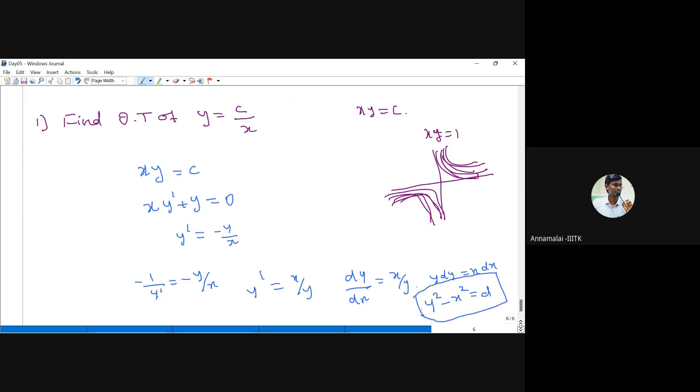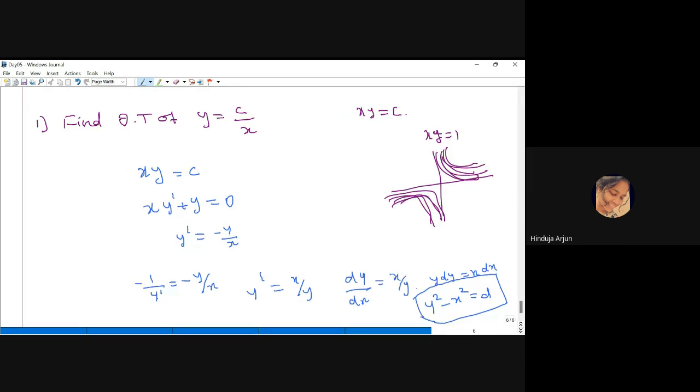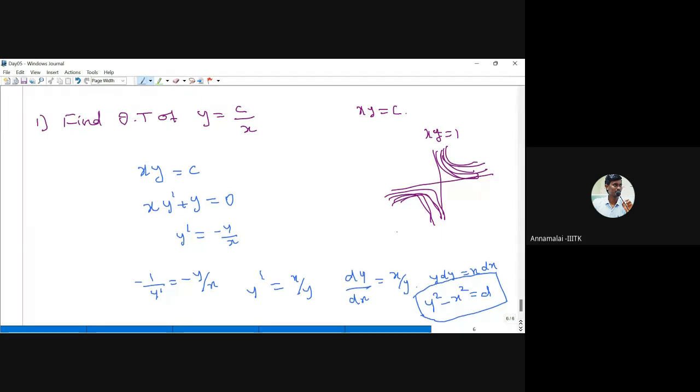y square minus x square, or x square minus y square equal to? Circles, no? No, not circle. x square plus y square is a circle. x square minus y square is, what is it? So that should be like this. For different values of this, you get this one.